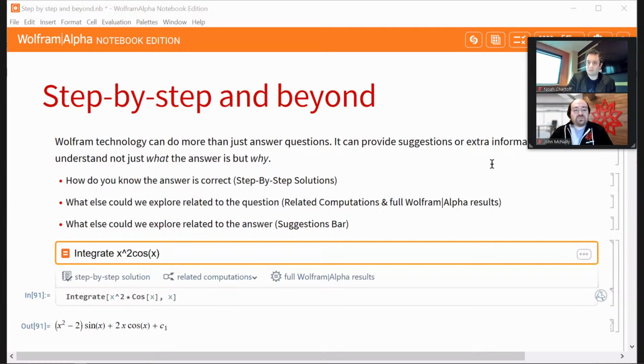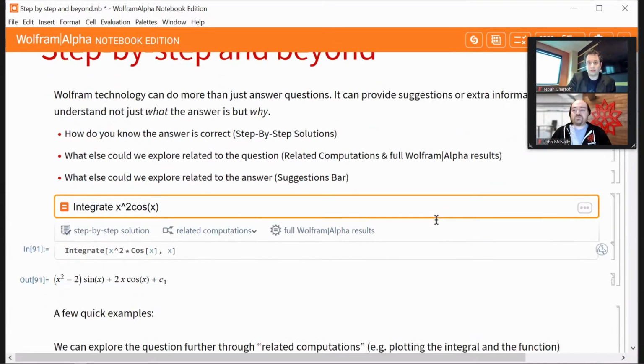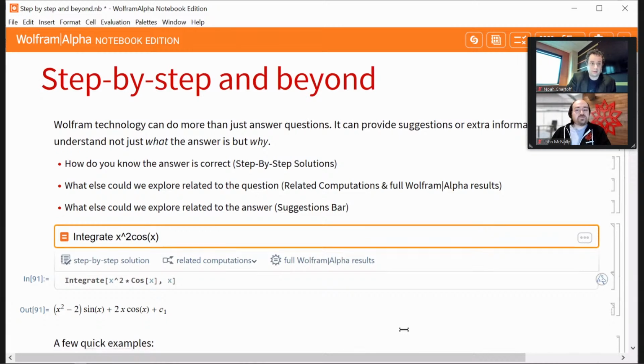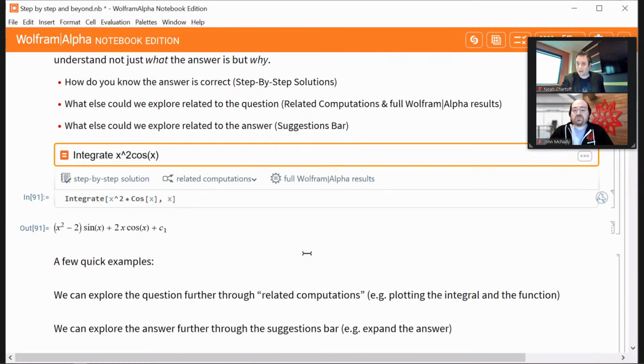So Wolfram technology, we're all about answering questions. But sometimes the interesting thing is not just what the answer is, but why. So we'll be going into some features of the technology that can help you see that. Specifically, things to know how you know that the answer is right, like step-by-step solutions. Things related to the question that could be interesting, like related computations and full Wolfram Alpha results, and what else we could explore related to the answer, like the suggestions bar.